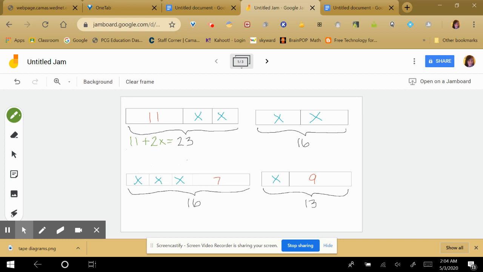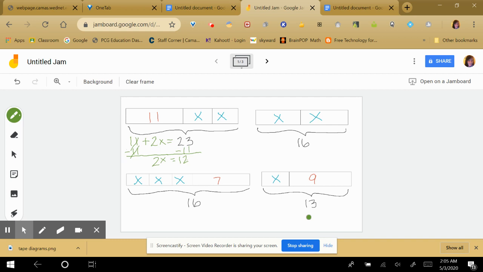Now to solve this, I want to remember I'm always trying to work my way in toward the X to get that thing by itself. I want to get rid of anything else that's hanging off the edges first. So I'm going to subtract the 11. And in algebra, whatever we do to one side, we've got to do to the other. So I'm going to subtract those 11s. These are going to cancel because 11 minus 11 is nothing. I have now 2X equals 23 minus 11, which is 12.